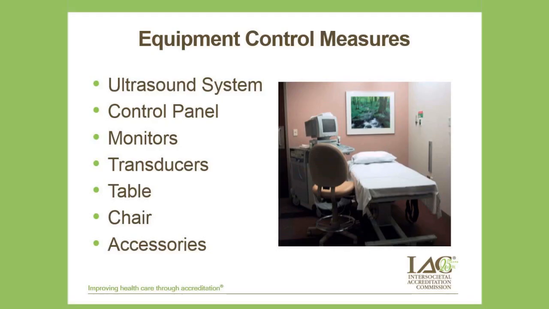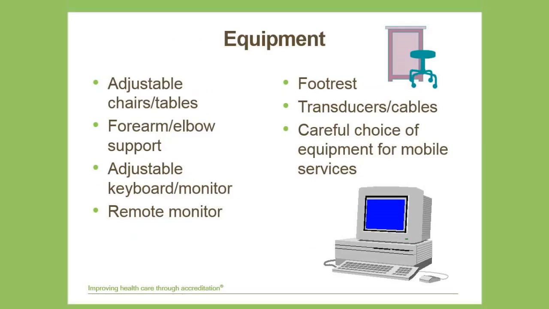So for those of you who have been around a long time, we used to have these huge mechanical transducers that would vibrate as we were scanning, and the ultrasound systems were just enormous. Things have changed. The equipment companies really have listened to the ergonomic needs of sonographers, and you'll find that most things now are adjustable. And really, adjustability, if that's a word, is key. So adjustable chairs and tables. Forearm and elbow support. For any of you lefties out there, you really should be supporting that forearm and elbow. Adjusting the keyboard and monitor.